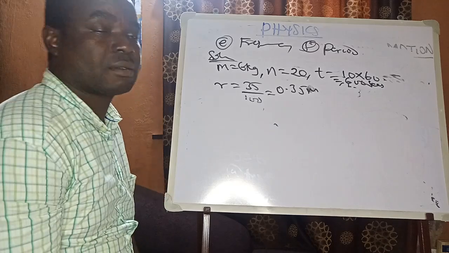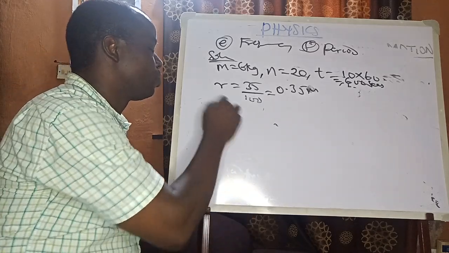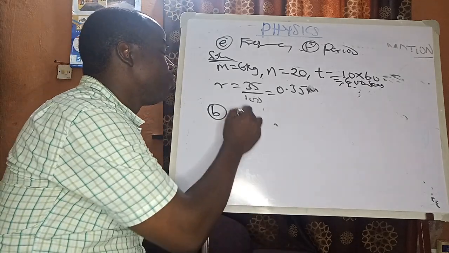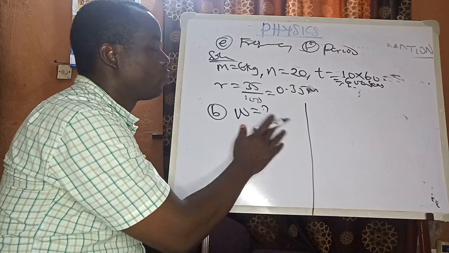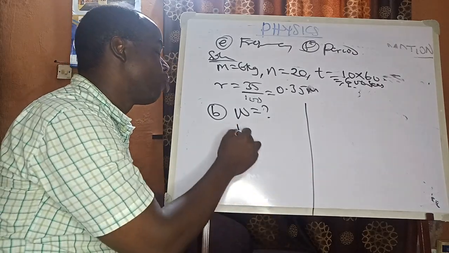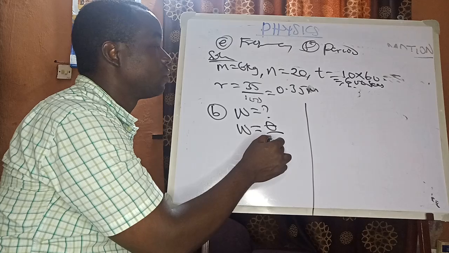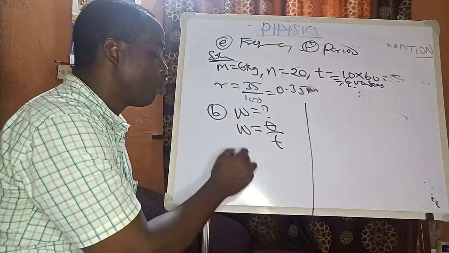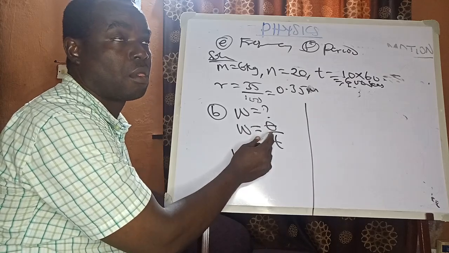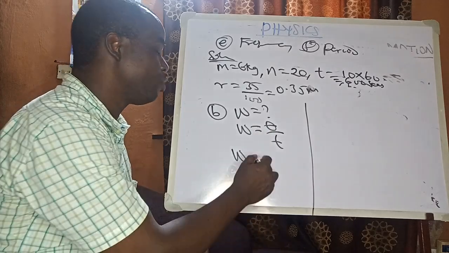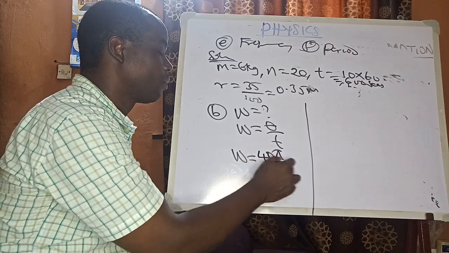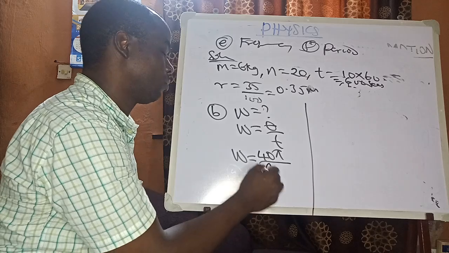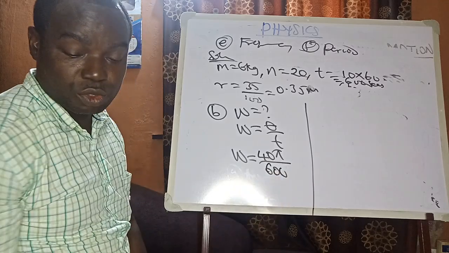So the B part of the question, we are looking for angular velocity. What symbol of angular velocity? W. So use this formula for it. You can use W is equal to theta over T. Okay, so we already have our answer for theta, and our answer for theta is 40 pi. So let me use 40 pi over time. What's our time? 600. Our time is 600.